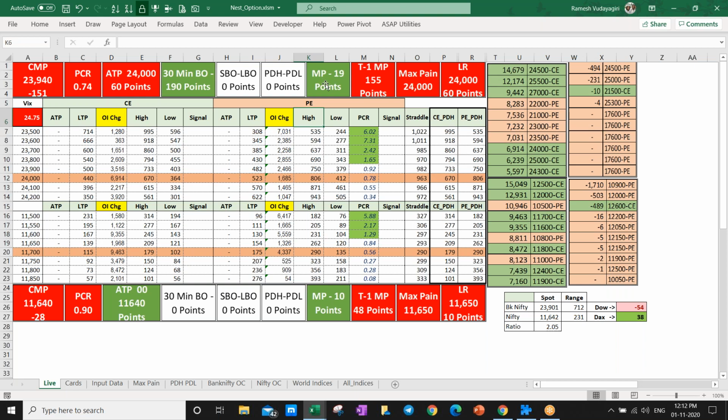Whenever a new high is found, the midpoint will be calculated, and it shows how many points the price is trading above the midpoint. If it's green, it means it is trading above the midpoint. If it is red, it means it's trading below the midpoint. Automatically it will show.